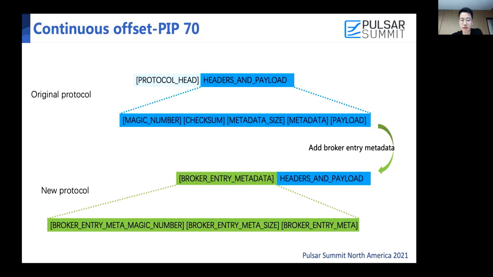This is because, firstly, the broker entry metadata is an addition to the original protocol, and it can carry the offset information without serializing or deserializing the protobuf message metadata built by the producer. And second, if we put the new fields after the head and payload, we can't know where the newly added field is, since we don't know the length of the payload. And also, a field after the payload will change the checksum, which means we have to calculate the checksum one more time.